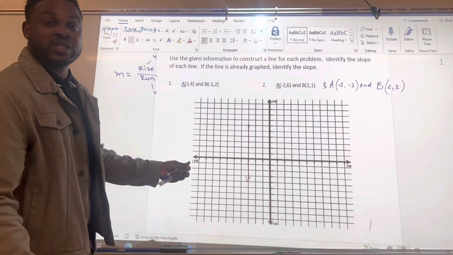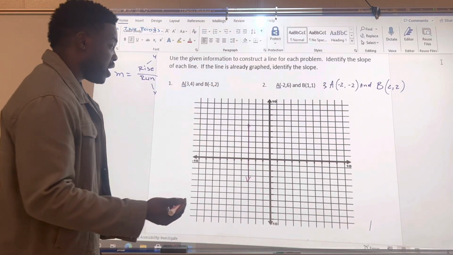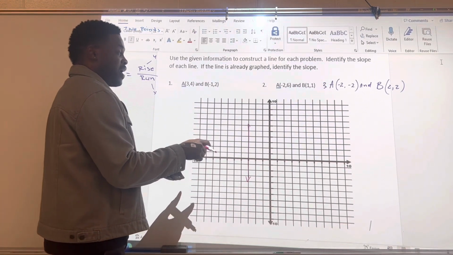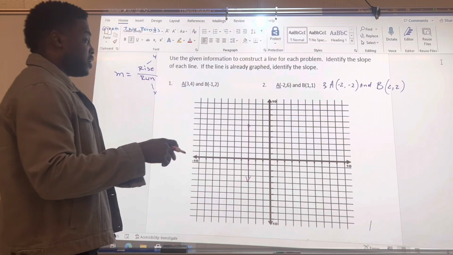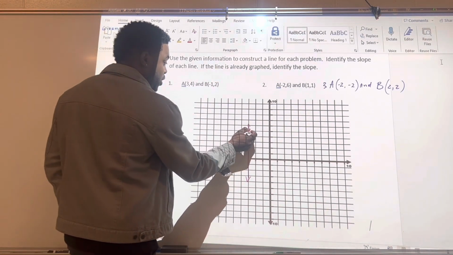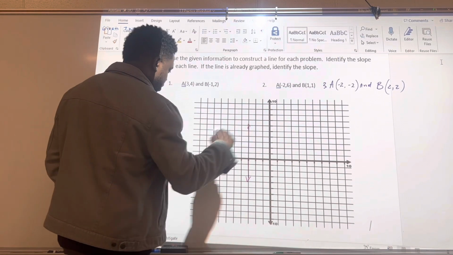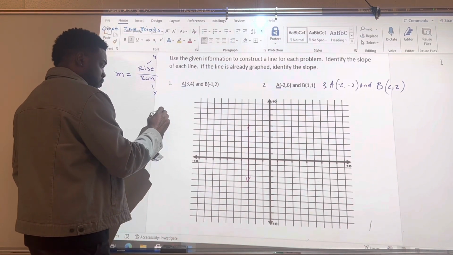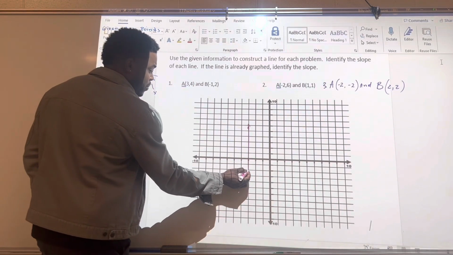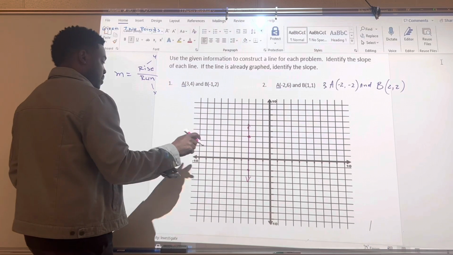The reason why your slope is undefined is because you have the run over 0. Watch this carefully. Let's say that I have a point over here and a point over here. I have 2 points on this line, and I'm drawing the graph here.